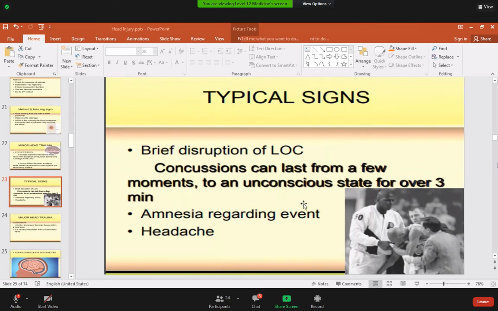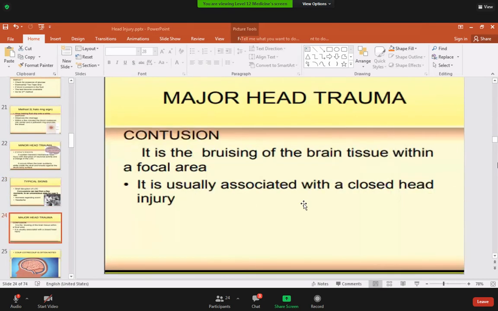So concussion injuries are associated with amnesia. If you ask the patient how it happened, he will not have any memory of it. He has no memory of why he's having the pain here and what had happened. He cannot tell the exact event. So there is amnesia about that event, and the patient may complain of headache.